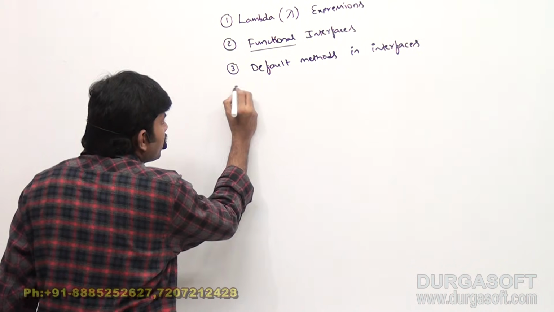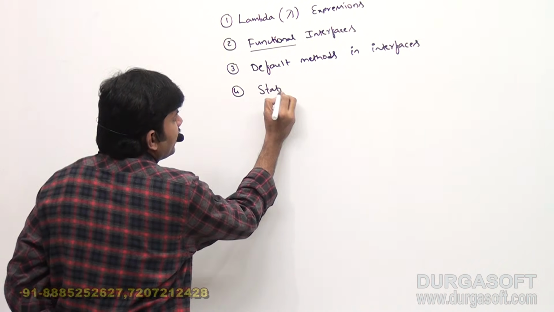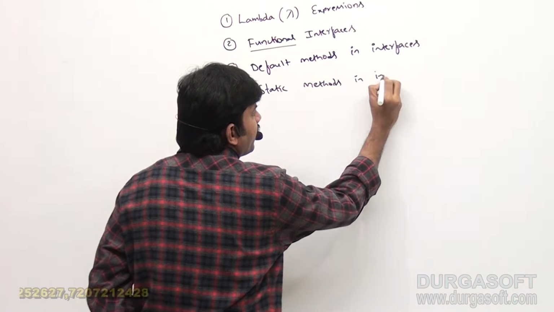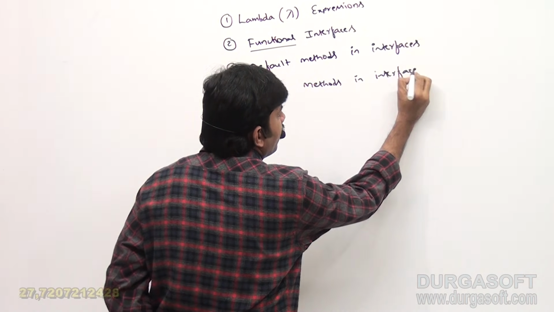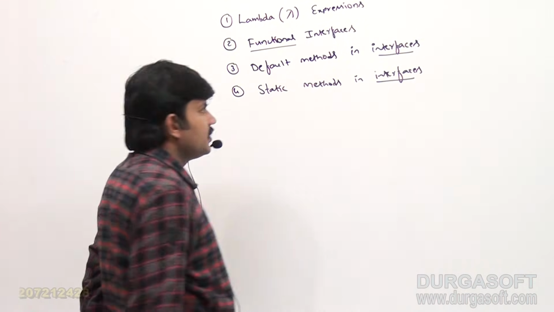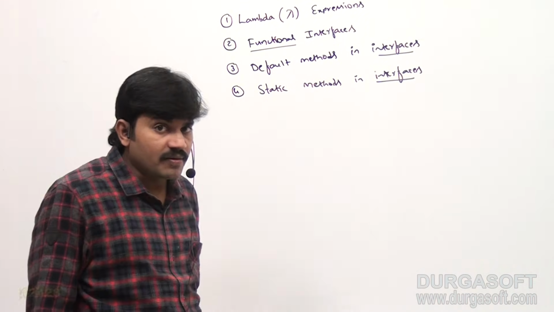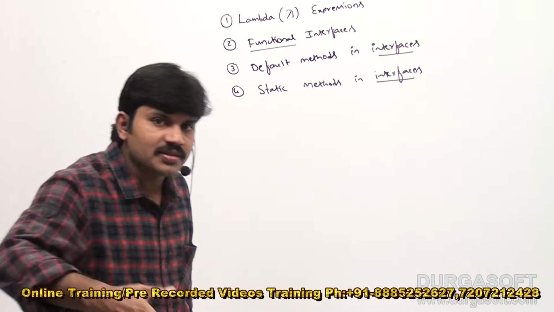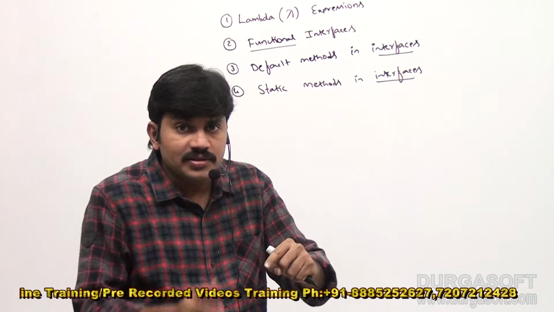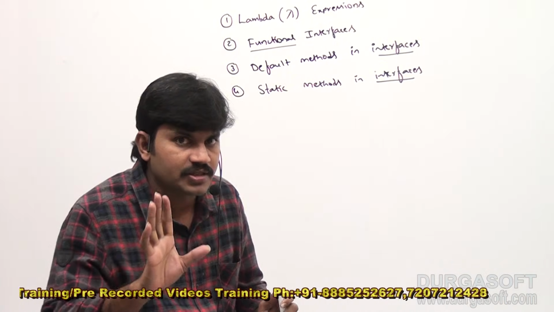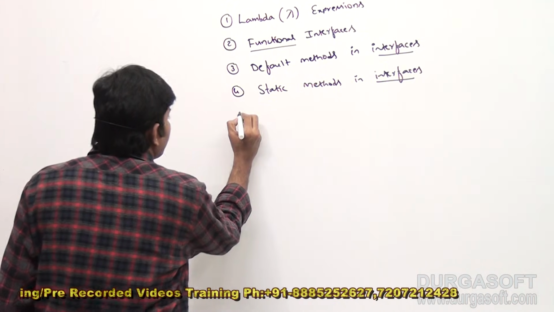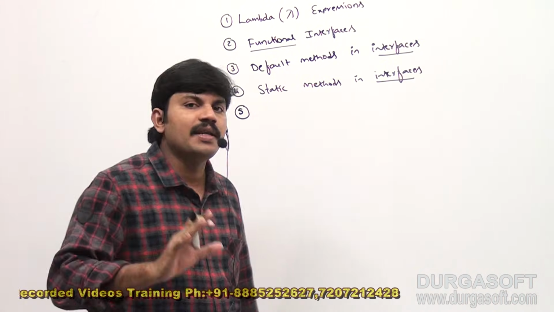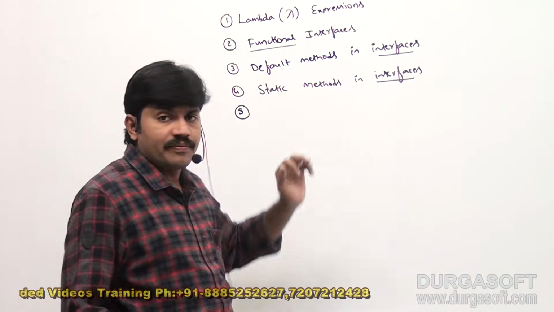Fourth, we can even declare static methods inside an interface. So default methods and static methods are the two extra things allowed inside an interface from the 1.8 version onwards. Next, we have to talk about some predefined functional interfaces.